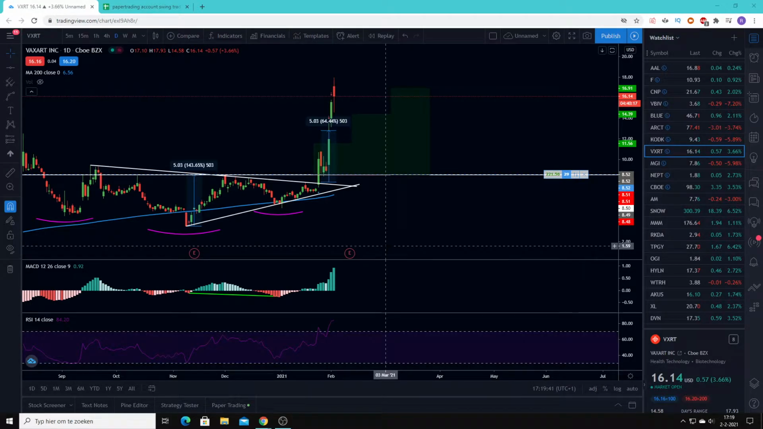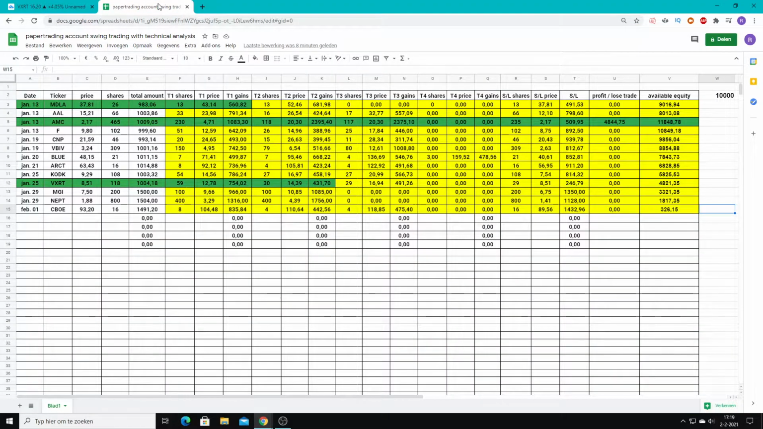Today we're going to talk about some targets that were hit from Vaxart Incorporated, and we are going to start with the paper trading account spreadsheet that needs to be updated because I made a small mistake, and we're going to enter a new trade. So let's start with the spreadsheet here.